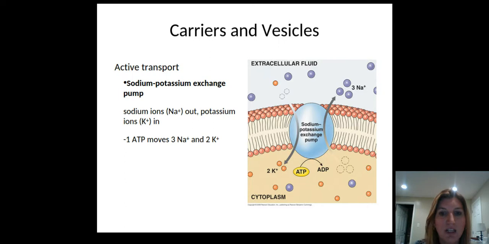So here's an image of the sodium-potassium pump, where you have the outside of the cell, which has a very high concentration of sodium.